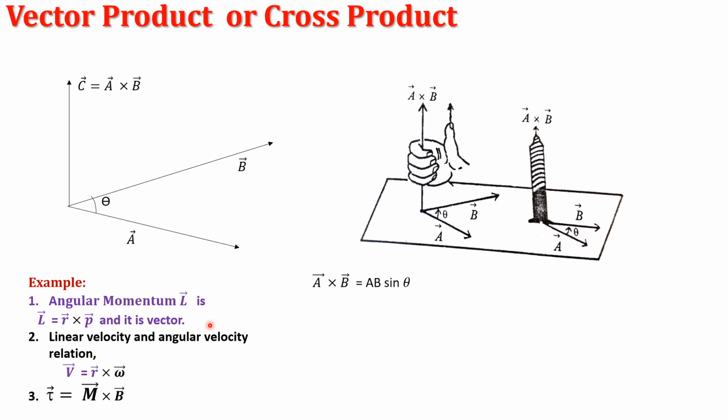Then we discuss the characteristics of the vector product or cross product. The first characteristic, as we saw earlier, is that the cross product of two vectors is a vector. It is a vector quantity. Examples are angular momentum, the relation between linear velocity and angular velocity, and the torque tau when it acts on a magnet with magnetic moment M kept in a magnetic field of induction B. It also represents a cross product of two vectors and gives a vector.